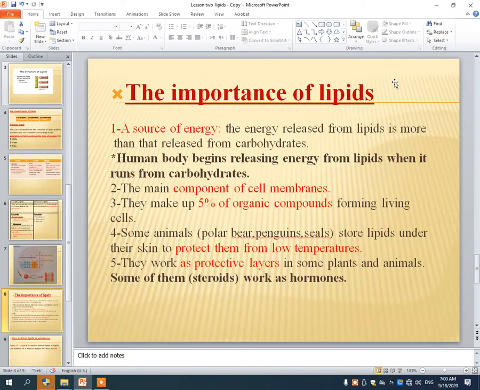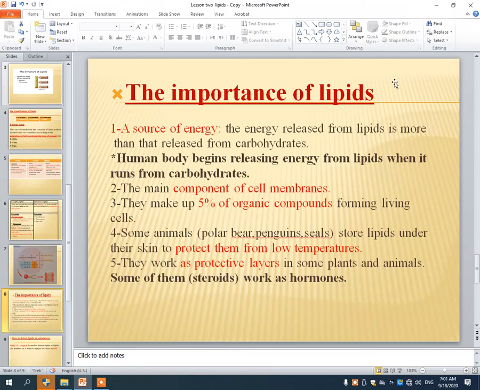Number two is the main component of the cell membrane. As we said, phospholipid, we can find it in the structure of the plasma membrane or cell membrane. Okay, number three, they are in the structure of organic compounds in living cells, like 55% of the organic compounds in the cells. So it's in the structure of cells. Number four, some animals like polar bears and seals store lipids, especially fats, under their skin, as we said before in the simple lipids. Why? To protect them from the low temperature, to keep the temperature inside their bodies.